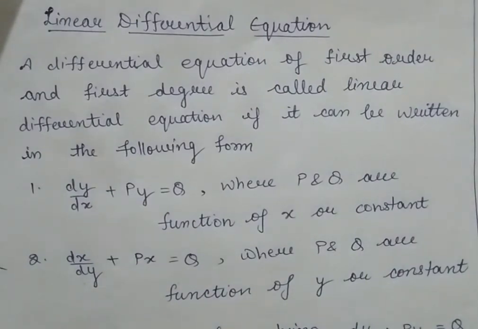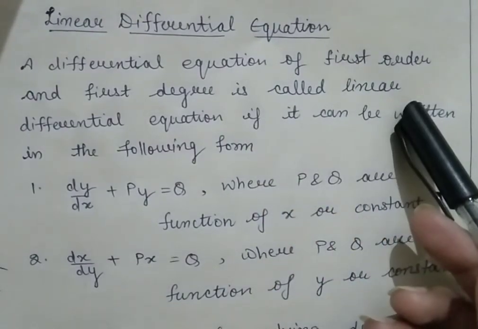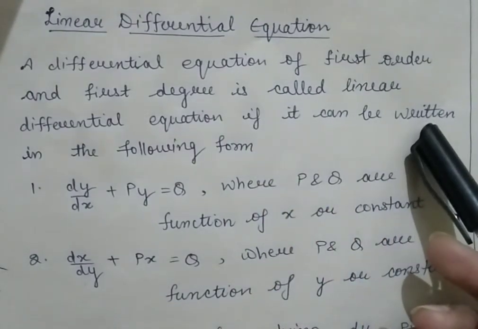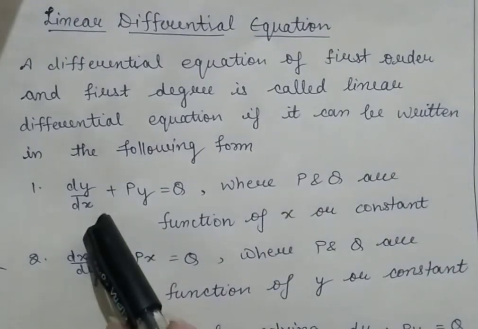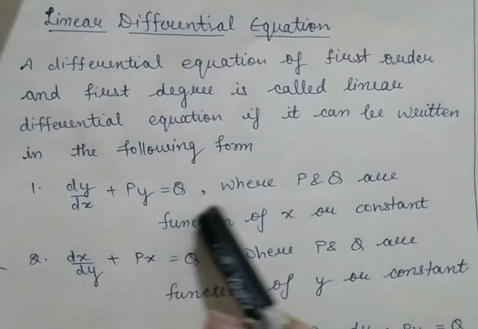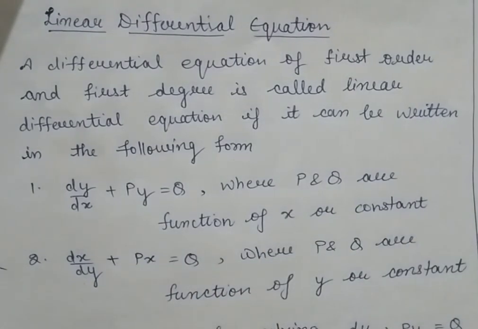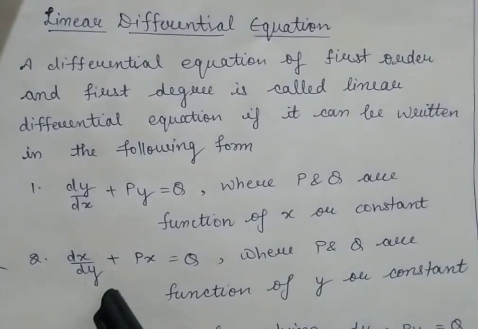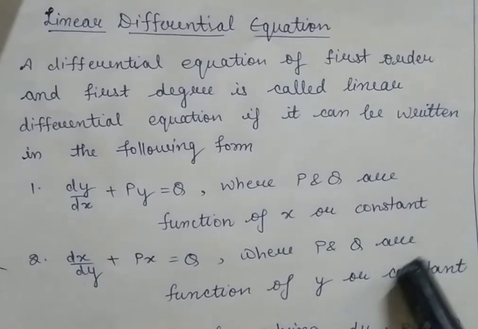First of all, what is a linear differential equation? A differential equation of first order and first degree is called a linear differential equation if it can be written in the following form. There are two forms. First form, dy by dx plus py equal to q, where p and q are functions of x or constant. And the second form is dx by dy plus px equal to q, where p and q are functions of y or constant.